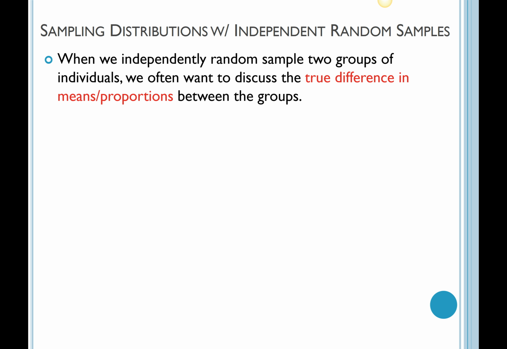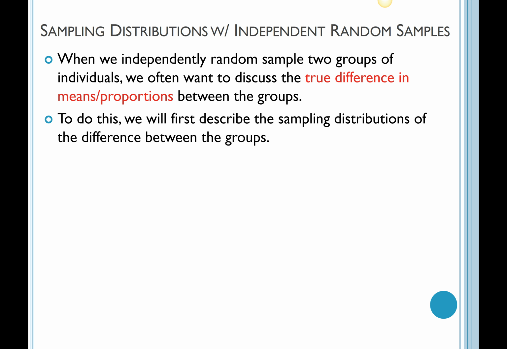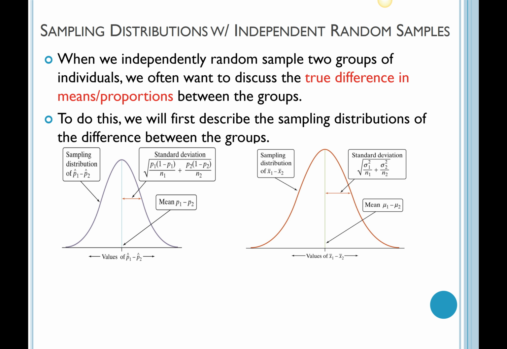All right. We're now going to discuss what the sampling distributions with independent random samples look like. When we independently randomly sample 2 groups of individuals, we often want to discuss the true difference in the mean or proportion between the groups. So here we're going to be interested in finding the difference between 2 means and the difference between 2 proportions amongst these groups. We're going to be subtracting since we're trying to find the difference. To do this, we will describe the sampling distributions of the difference between the groups. So we're going to extend our inference procedures to 2 samples, and oftentimes we're interested in the difference. So we need to first talk about that sampling distribution.